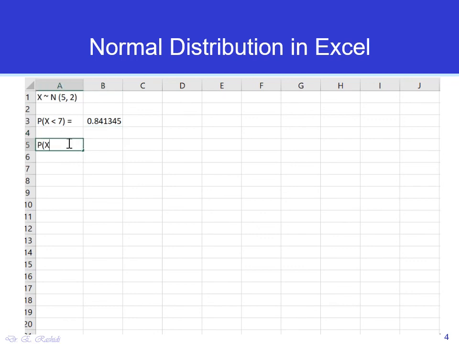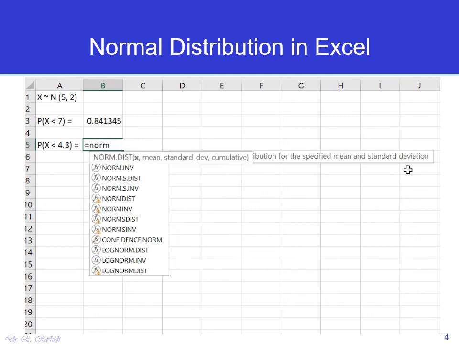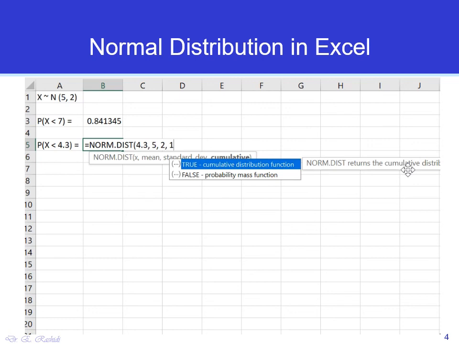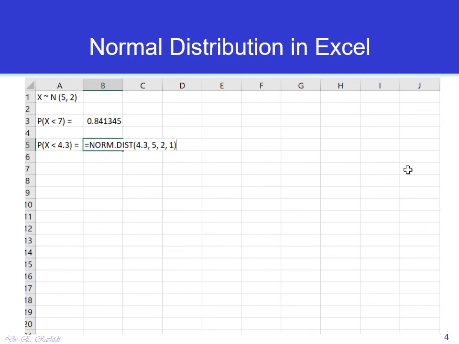Let's do the other example here. The probability that x is less than 4.3. We're going to use the norm function, so that would be norm.dist. The first one is x, which is 4.3 here, comma, the next one is mean, the average, which is 5, comma, the next one is standard deviation, which is 2, comma, and the next one is going to be true or 1, which is for the cumulative. And we close the parentheses and hit enter, and we get 0.3631.